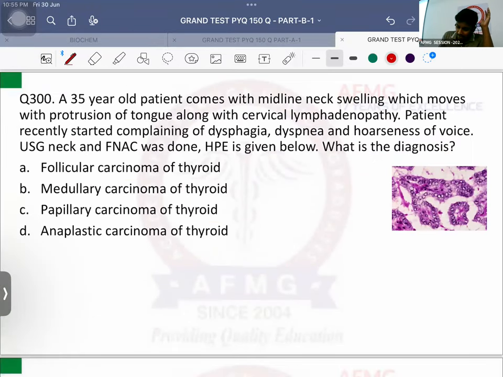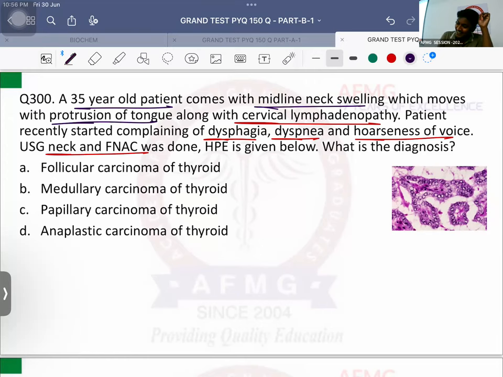Question number 300, the last one. 35-year-old patient comes with midline neck swelling which moves with protrusion of tongue along with cervical lymphadenopathy. Patient recently started complaining of dysphagia, dyspnea and hoarseness of voice. These are nothing but pressure symptoms. Ultrasound neck and FNAC was done.